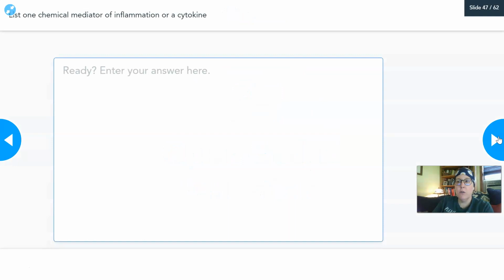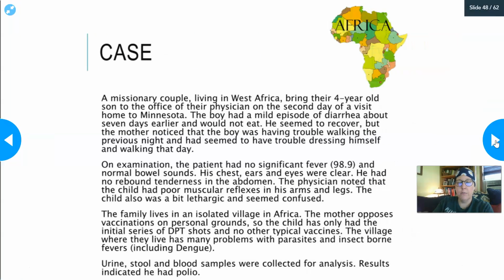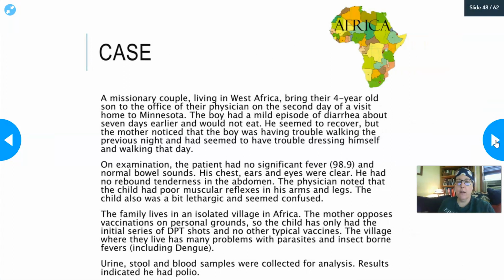So give me one chemical mediator of inflammation or a cytokine, any of them, just list it there. And we're going to look at another case.